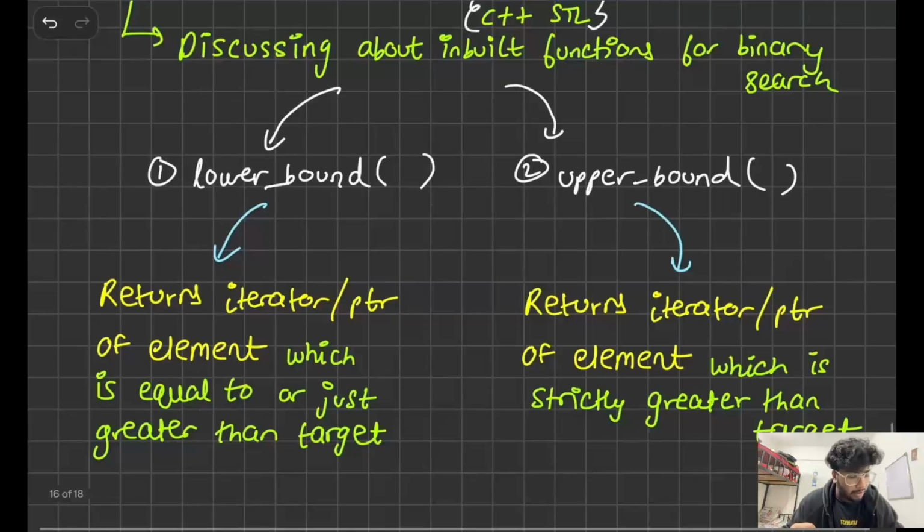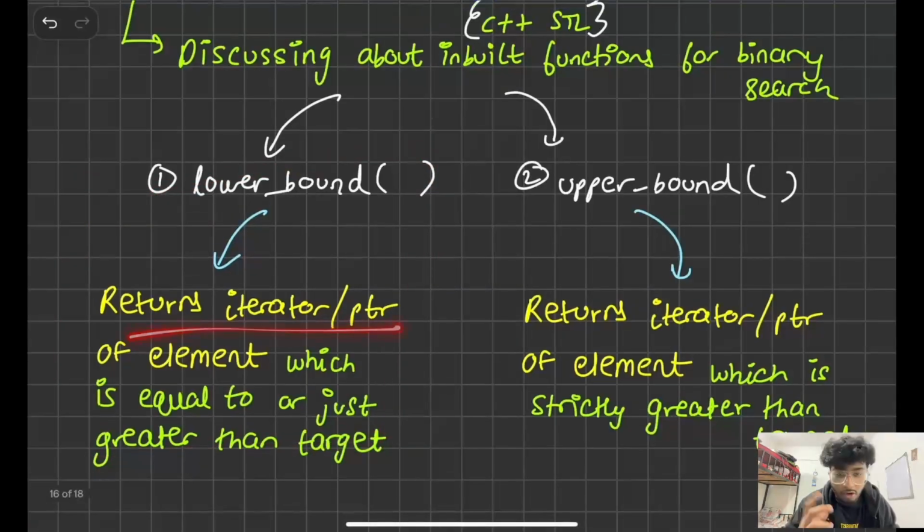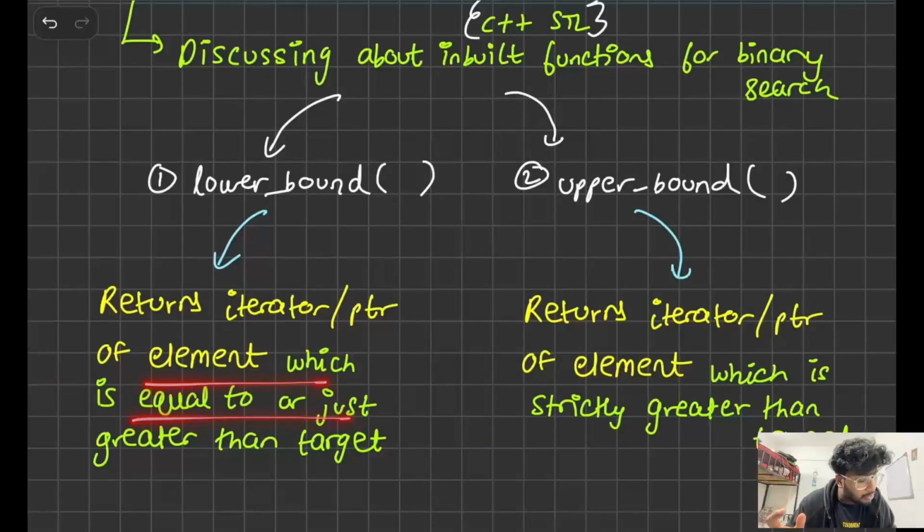For lower bound, focus here. This function returns an iterator or pointer to an element which is equal to or just greater than the target. If I use the lower bound function to find a target element, I will get an iterator or pointer to the element which is equal to the target. Or if the target does not exist, I'll get an iterator to the element which is greater than the target. Got it?